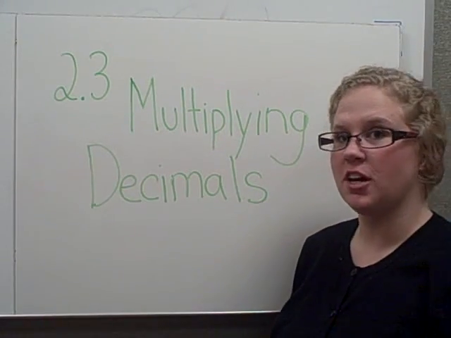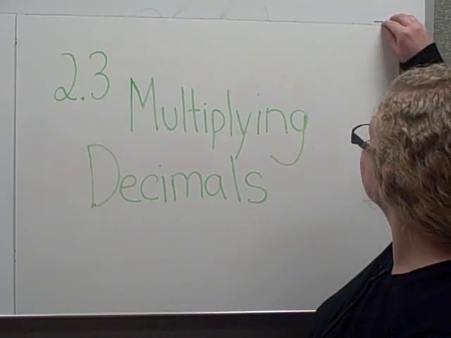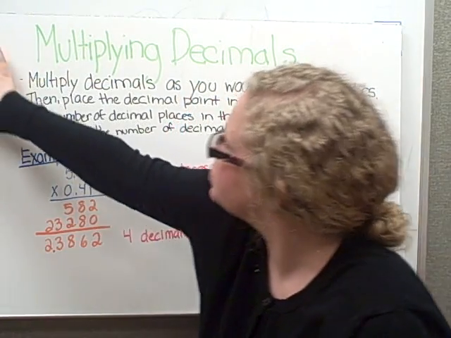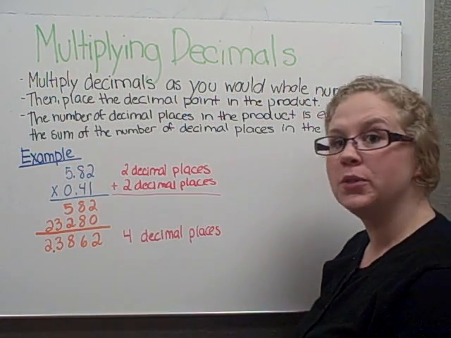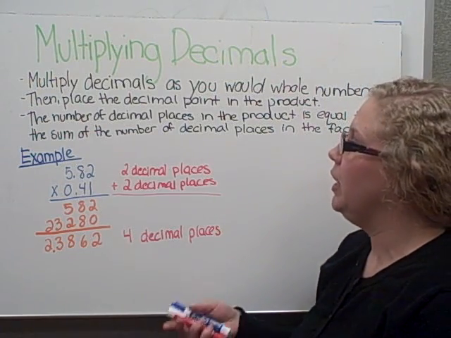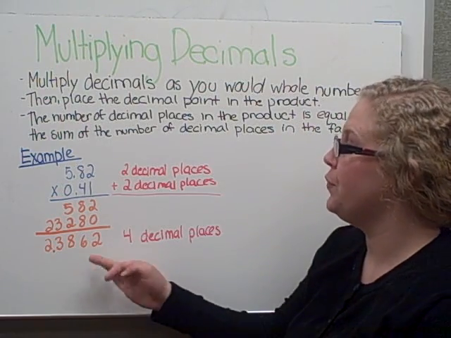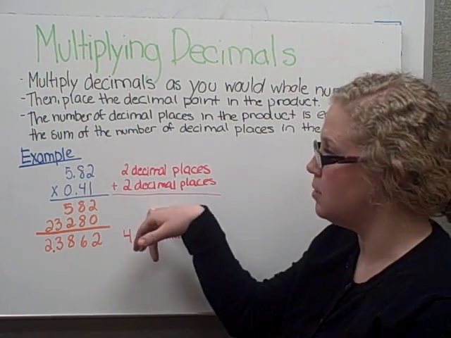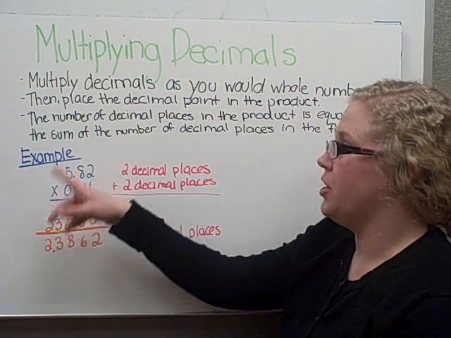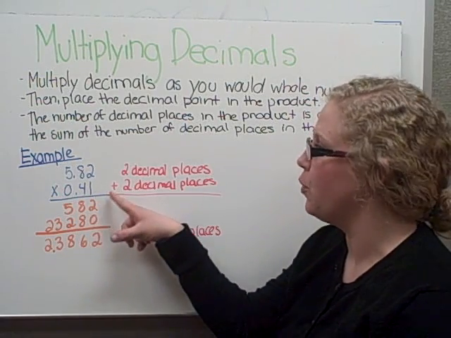Now we are going to be talking about Chapter 2, Section 3, Multiplying Decimals. When multiplying decimals, you multiply as if you would any whole numbers. After you multiply, then you place the decimal point in the product for the sum of the decimal places in the factors. So in our example here, we have 5.82 times 0.41.